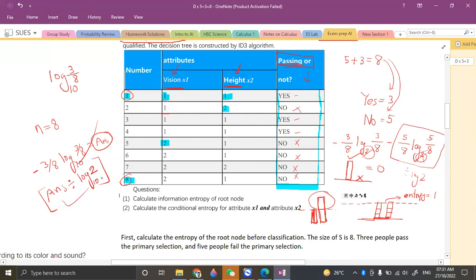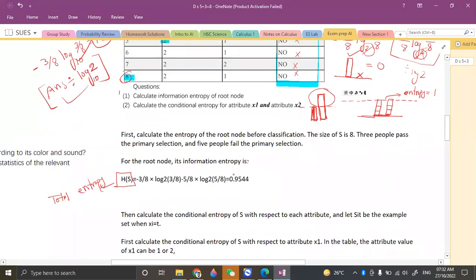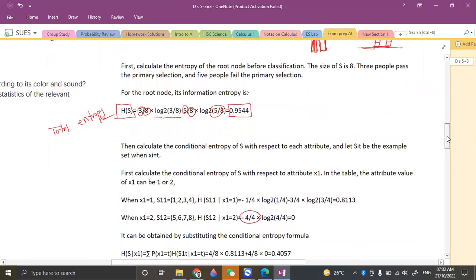So this way we find the total entropy in the calculator. Here you see we have a total of 8, and 3 of them are yes. So minus 3 by 8 log base 2 of 3 by 8, and then we have a total of 8, and 5 of them are no. So minus 5 by 8 log base 2 of 5 by 8. If you calculate it in the calculator, you will get this one. You can try it on your own. I have already given you some instructions on how to calculate in the calculator.